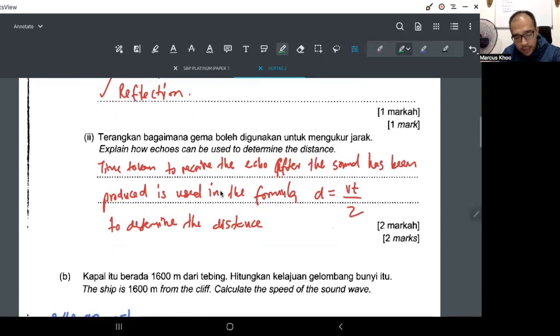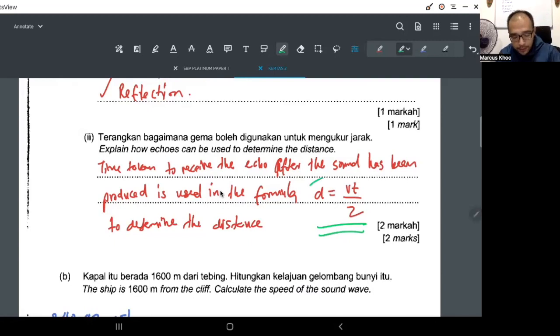Usually, if you mention just D equals to VT over 2, sorry, not just mention without any context now, mention and beri sedikit penjelasan, you know, usually will get you the 2 marks lah. Some, of course, will be, oh, okay, a sound is produced and then the echo is heard and the time taken between the sound and echo is recorded. After that, the time is used in the formula, blah, blah, blah, to determine the distance. Something like that. Okay, I'm just giving a slightly shorter form of this.